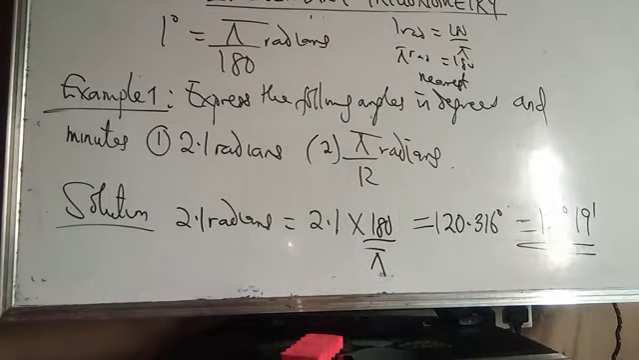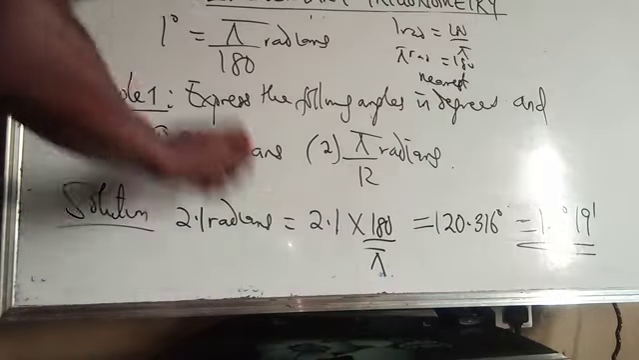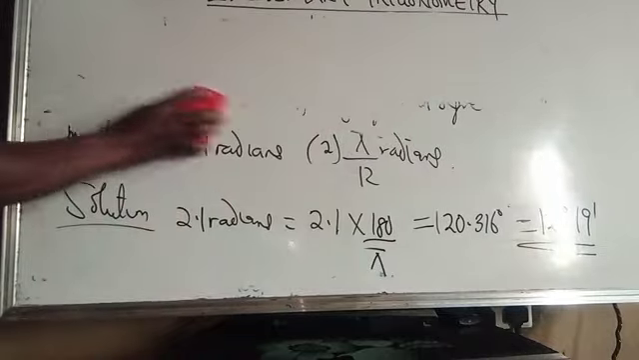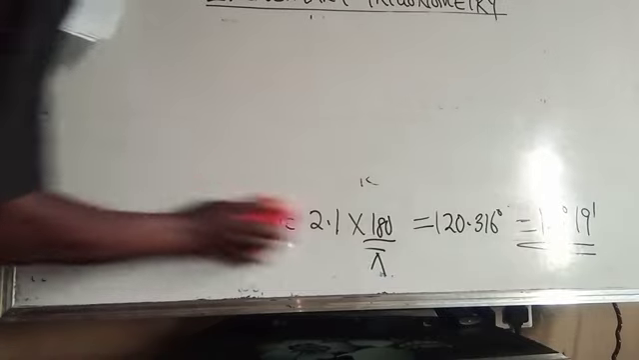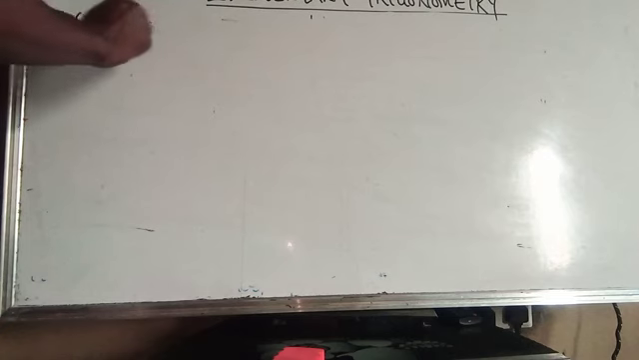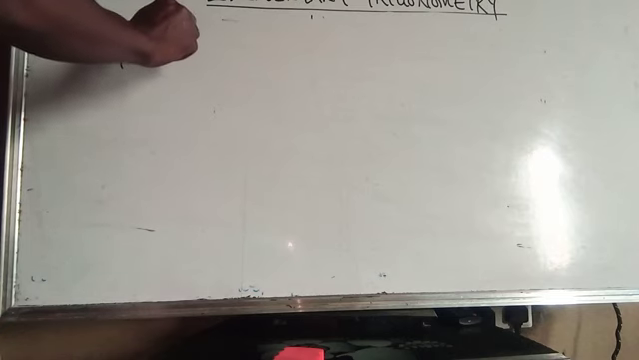Now let's look at the next question. The next question says we should convert pi over 12 radians. So the next question, pi all over 12 radians, we want to convert it to degrees.